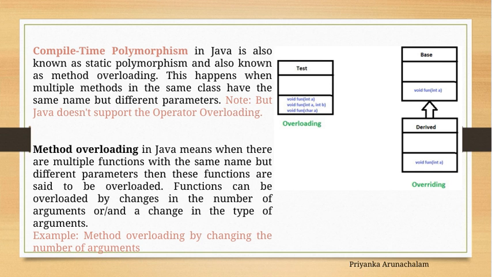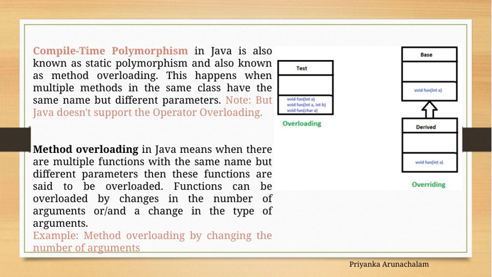It's important to note that Java does not support operator overloading, so we focus solely on method overloading. Method overloading happens when there are multiple functions with identical names but different parameter lists. These differences can be in the number of arguments or the type of arguments. For example, you might have a method that adds 2 integers and another that adds 3 integers, all named add. By changing the number of parameters or the data types, Java can determine which method to execute at compile time, hence the term compile time or static polymorphism.